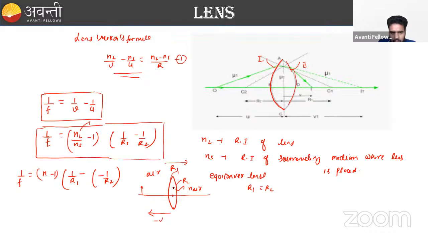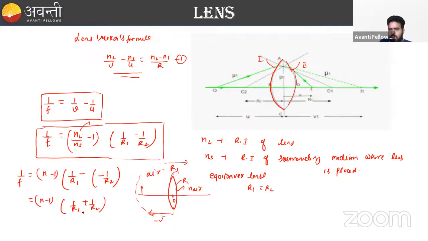And this is common to both the surfaces, and this point of the lens is known as the optical center, and all the distances are measured from the optical center. In the case of a lens, R2 lies somewhere else, so we have to put a negative sign here. That's why this will become (n minus 1) times (1 upon R1 plus 1 upon R2).